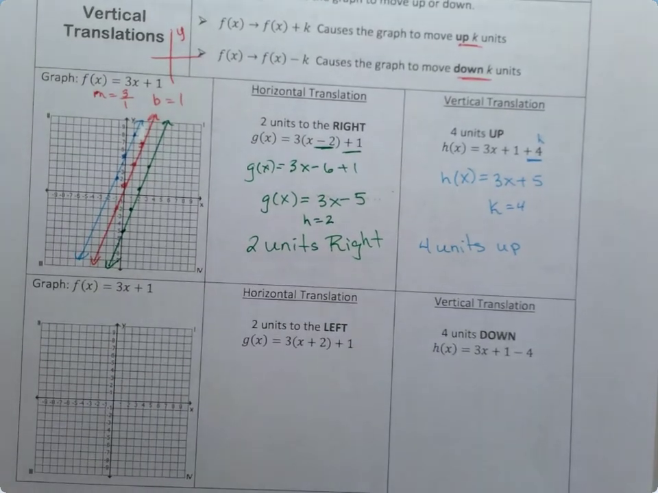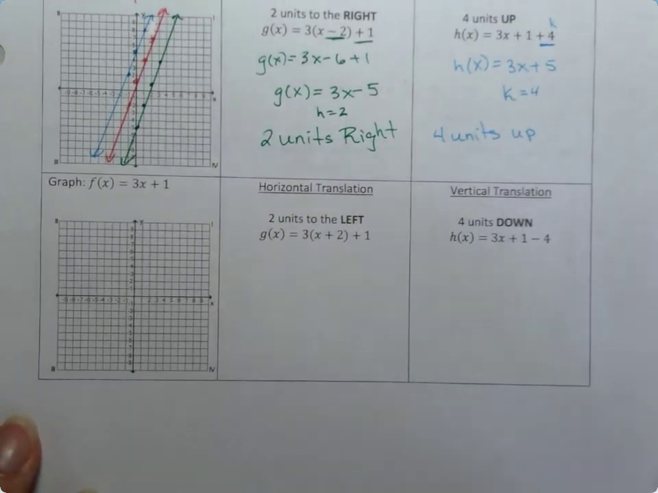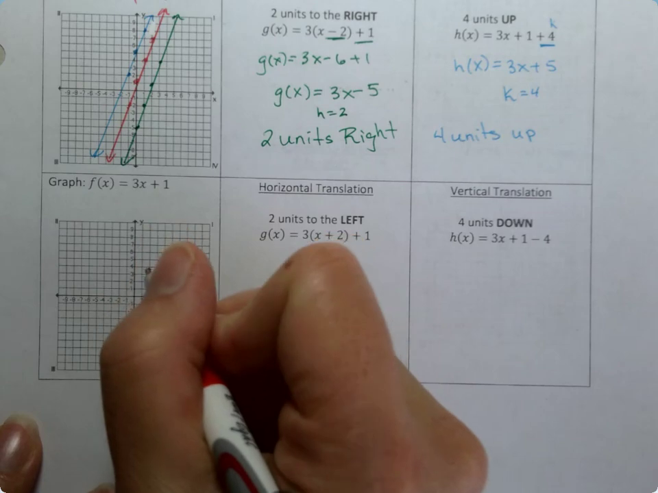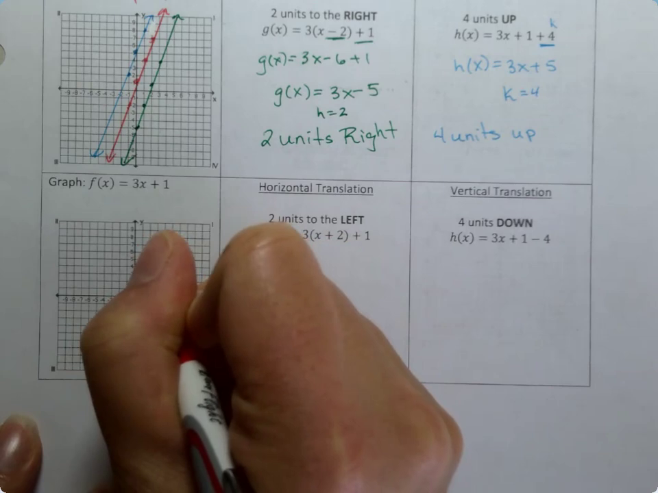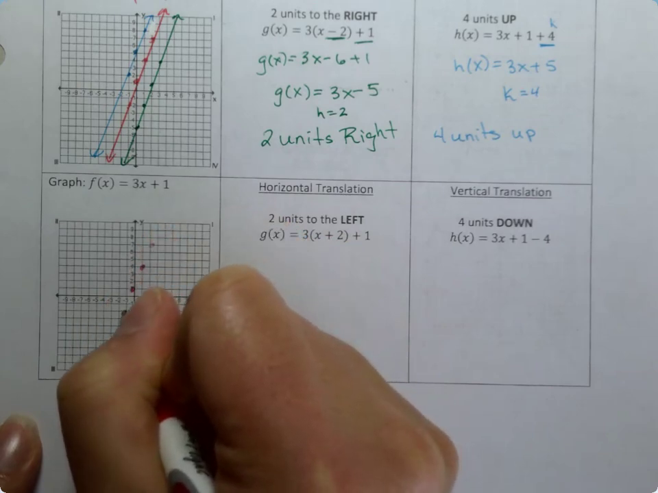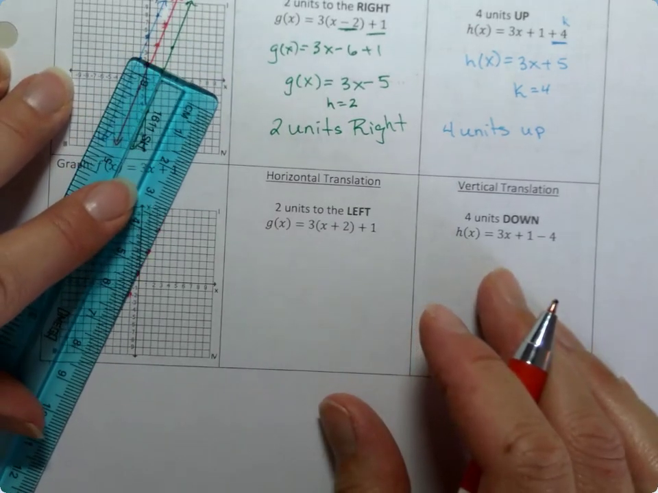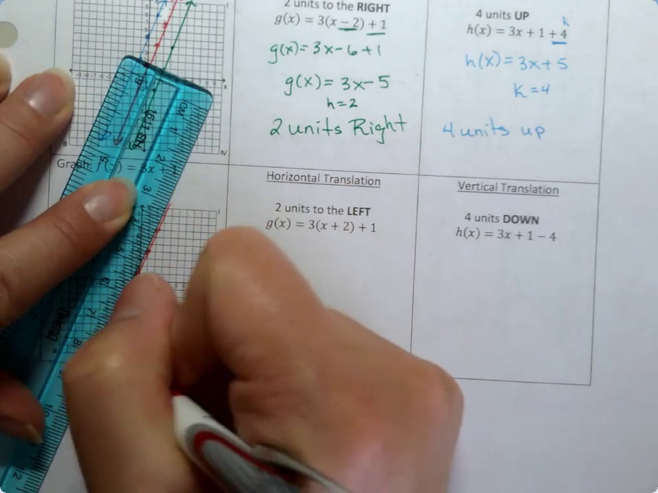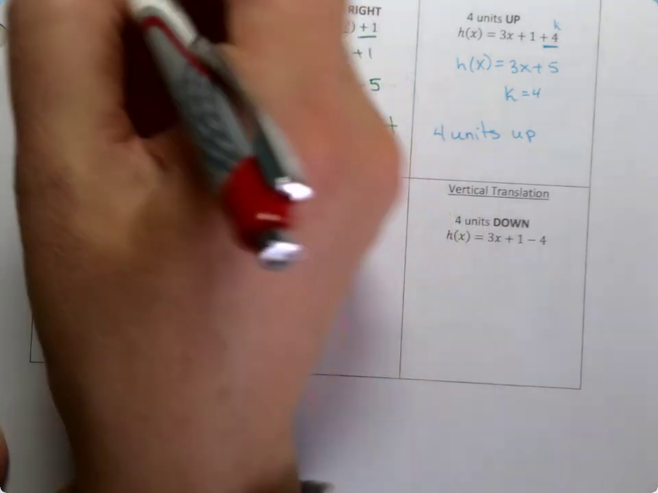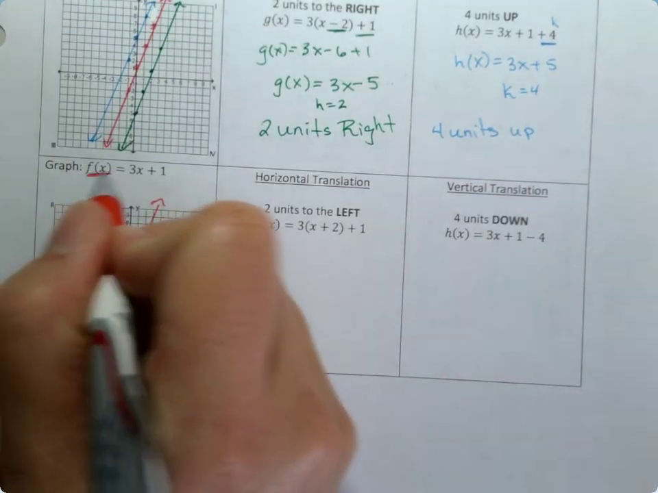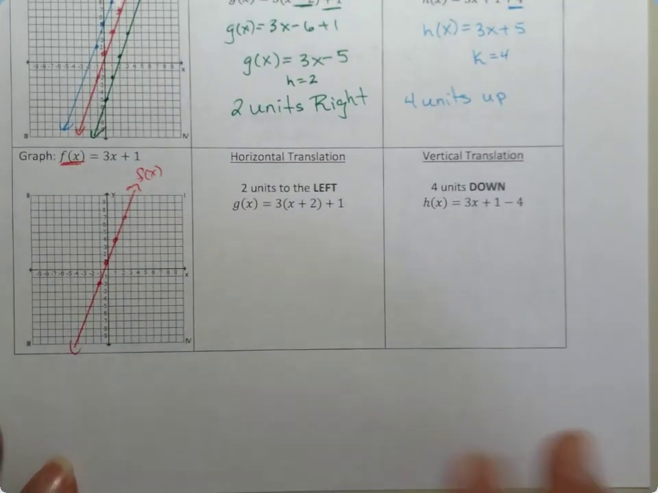All right, go to the next one. It's the same original graph, so graph that. Same original graph. And then we need to determine what's going to happen by the rule and then see if our graph agrees. All right, so there's the original. Guess I'll color code that. That is the f of x function.